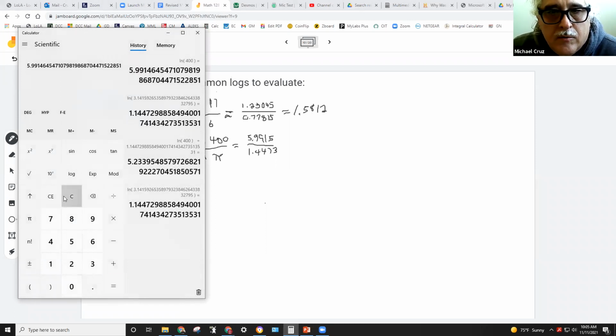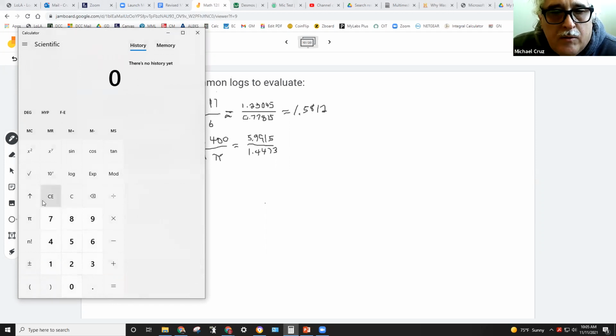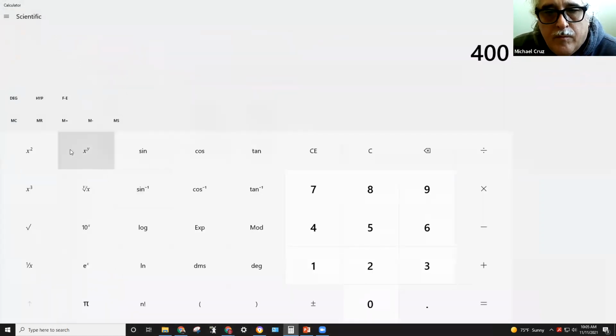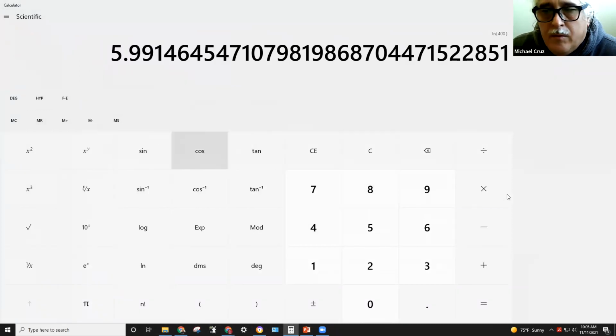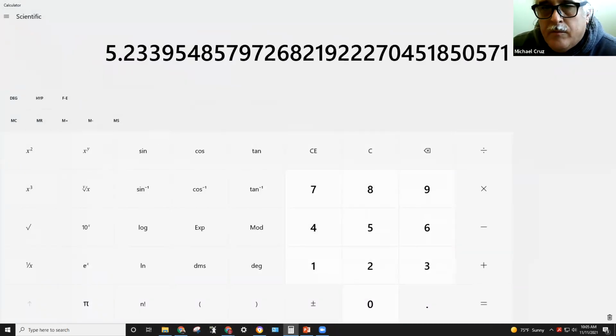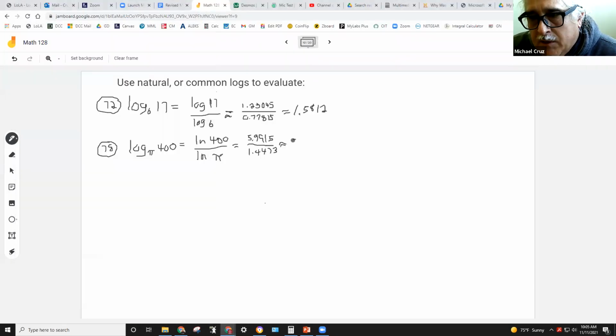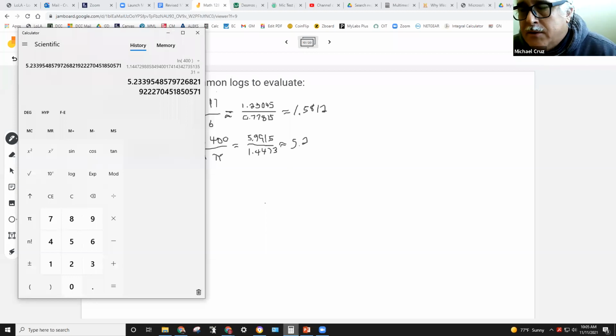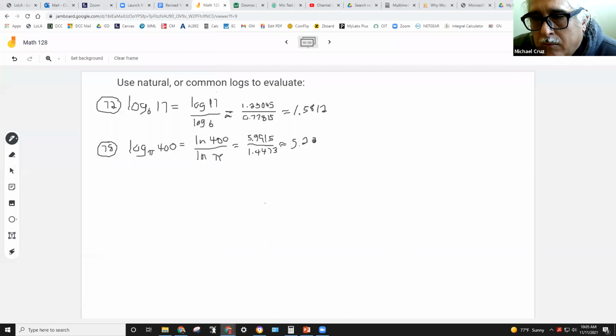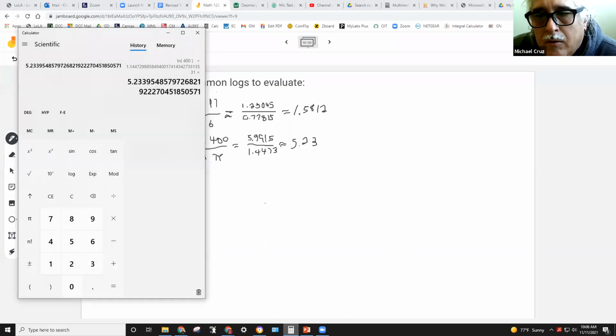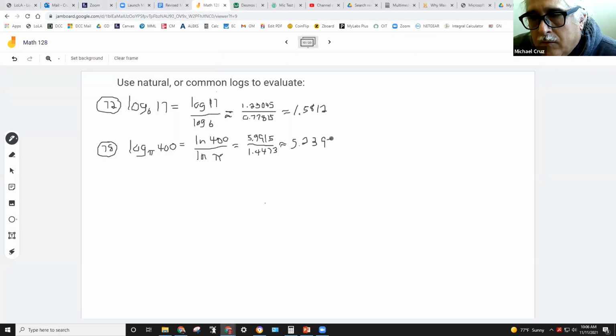Okay, so anyway, with the 400, natural log divided by the memory recall is 5.23. And it would come out the same approximation. You wouldn't be able to tell the distinction on your calculator. There we go.